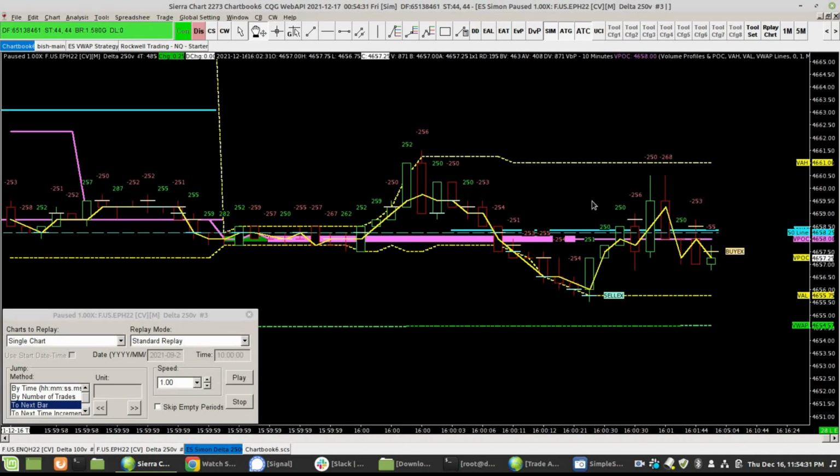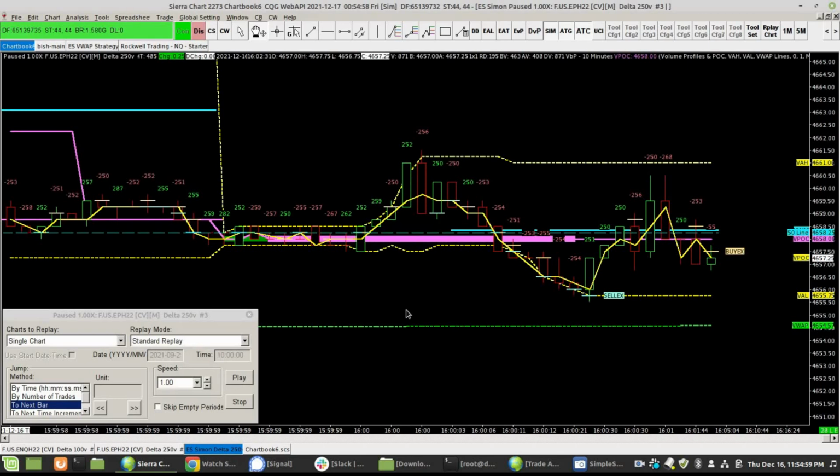This is a 250 delta volume chart of the S&P H contract. I put this in playback mode because I wanted to show you in slow motion what happened and what I was seeing, and where you can have high probability trades without a whole lot of stop loss, without a whole lot of risk.